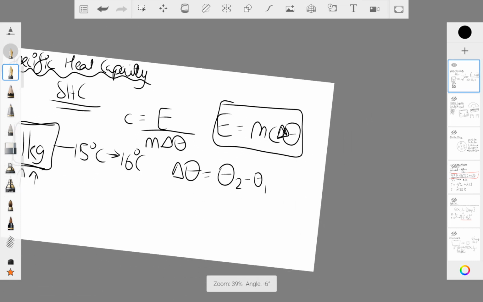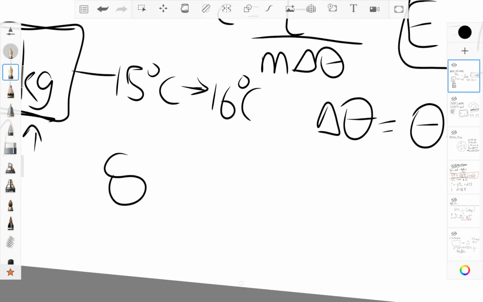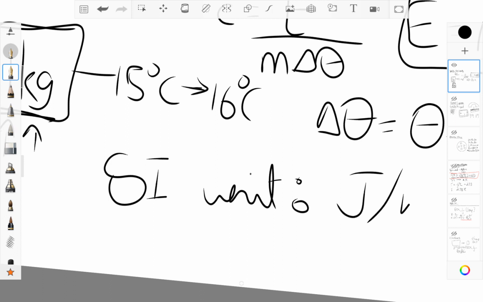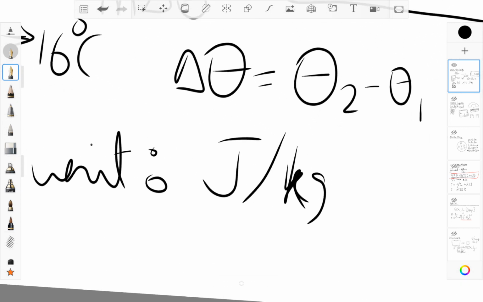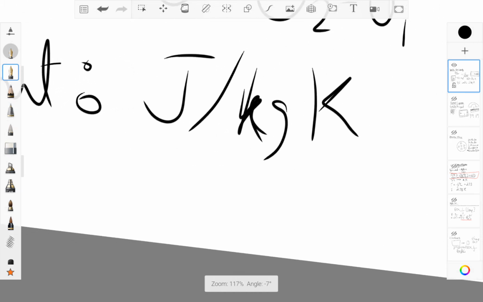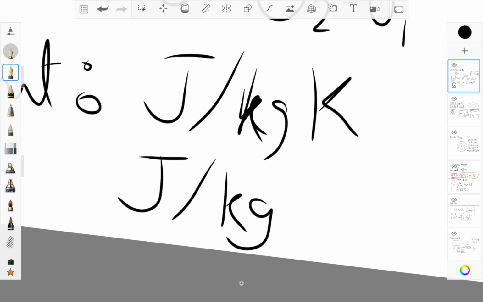But first, let's look at the SI unit for SHC. The SI unit is joules per kilogram Kelvin. Remember, the SI unit for temperature is Kelvin. But practically speaking, in almost all IGCSE questions, your answer is likely to be in joules per kilogram degrees Celsius. So the SI unit is joules per kilogram Kelvin, but most of your answers will almost certainly be in joules per kilogram degrees Celsius.